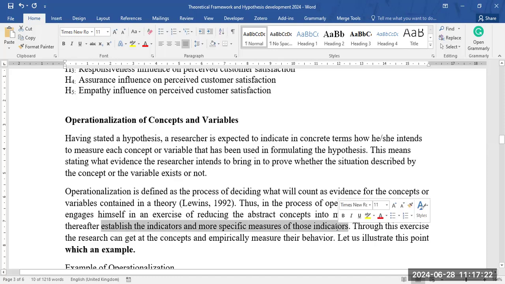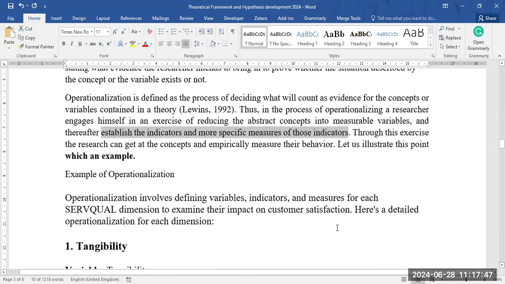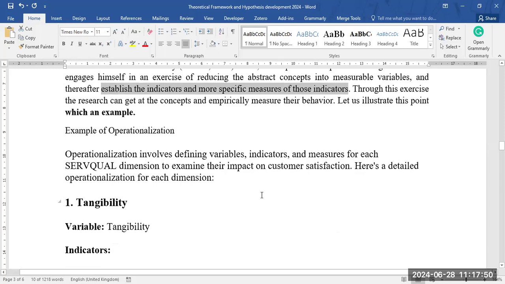Indicators, how they relate to the variable or the concept, right? Concepts into variables, indicators and measures. And through this exercise, the researcher can get at the concept and empirically measure their variable behavior. Let us illustrate this point with an example. So operationalization involves defining variables, indicators, measures for each SERVQUAL dimension to examine the impact on customer satisfaction.